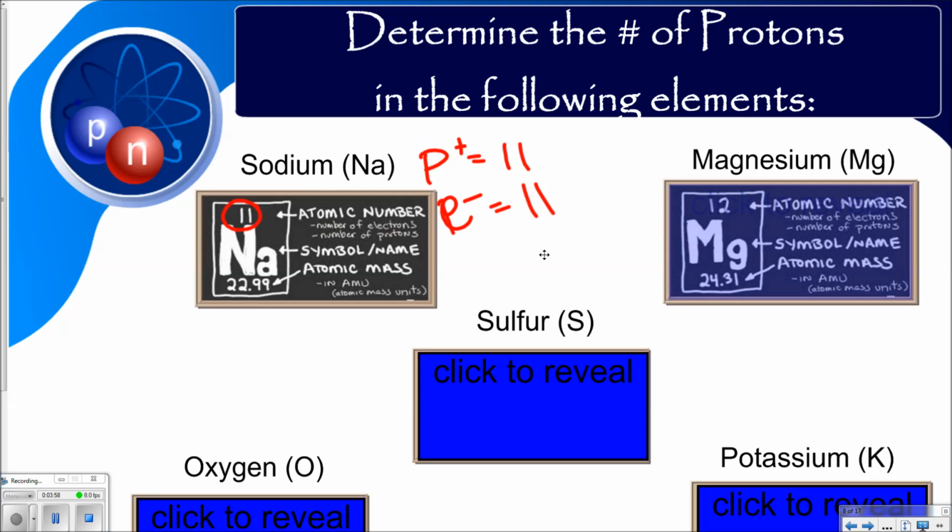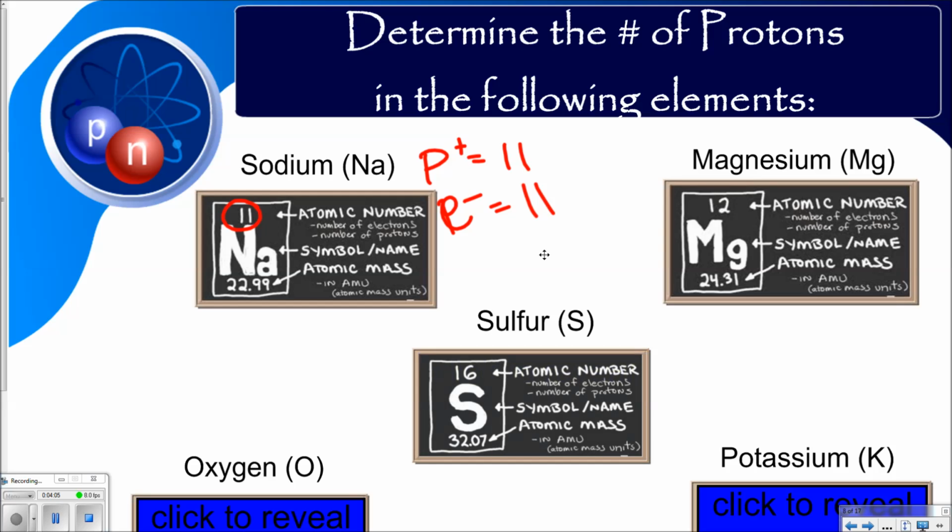For magnesium, it has an atomic number of 12, so 12 electrons, 12 protons. Sulfur, same thing. 16 is the atomic number, so 16 protons, 16 electrons, etc., as long as it's a neutral atom.